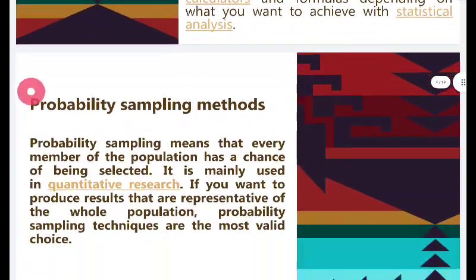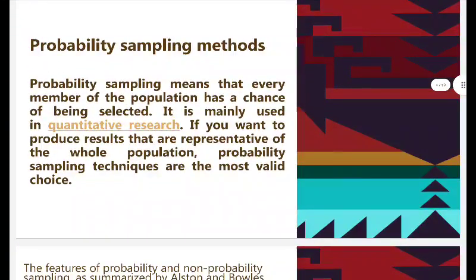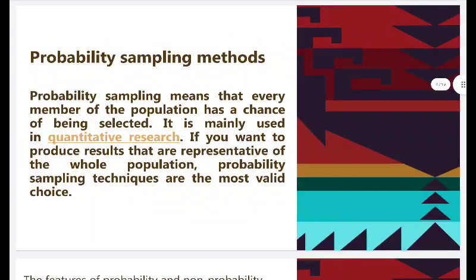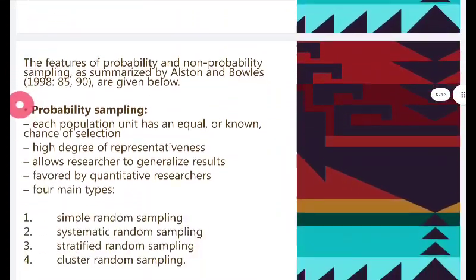Okay, so first, meron tayong probability sampling methods. Ano to? Probability means having the probability that members of the population has a chance to be selected. It is mainly used in quantitative research if you want to produce results that are representative of the whole population. Probability sampling techniques are the most valid choice. Now, meron tayong features dito.